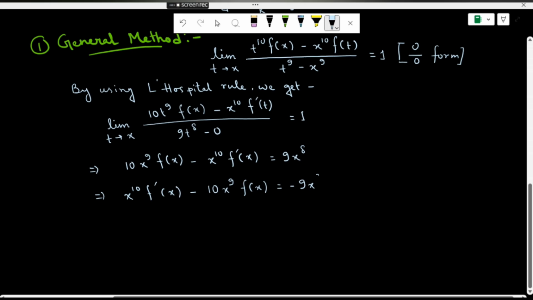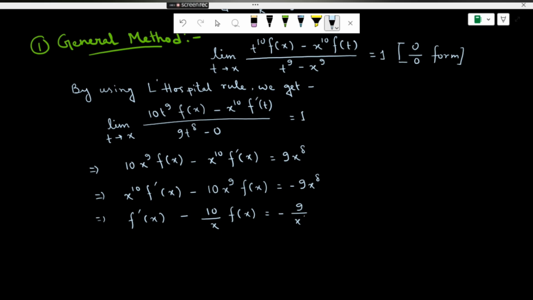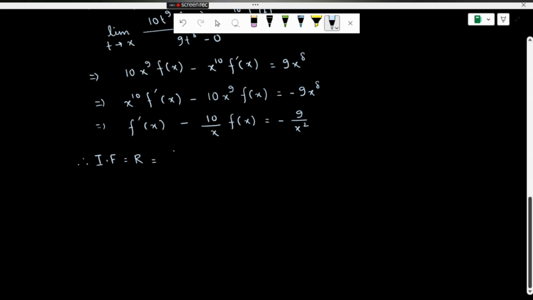So if we divide the whole equation by x^10, we will get the linear differential equation of first order: f'(x) - (10/x) f(x) equals -9/x^2. You can clearly observe that here p(x) is -10/x and q(x) is -9/x^2.